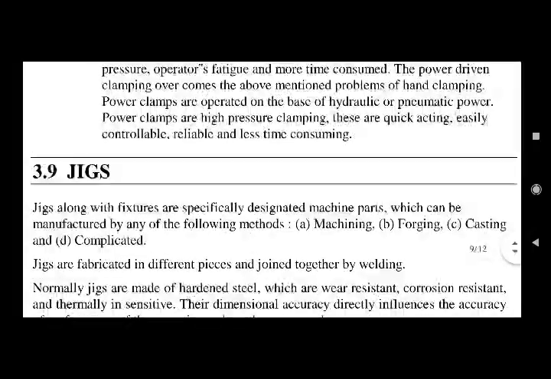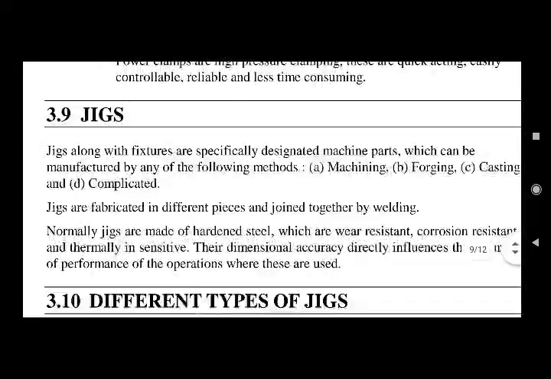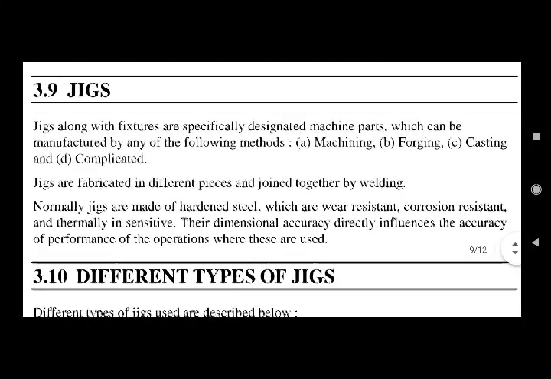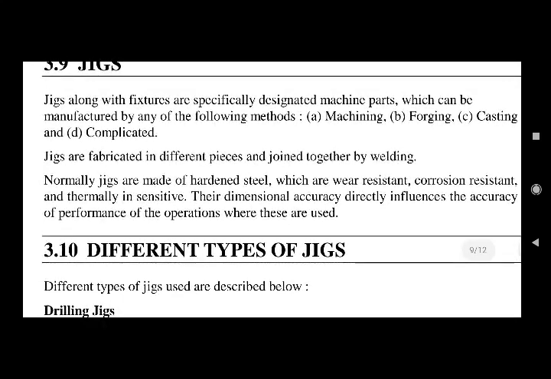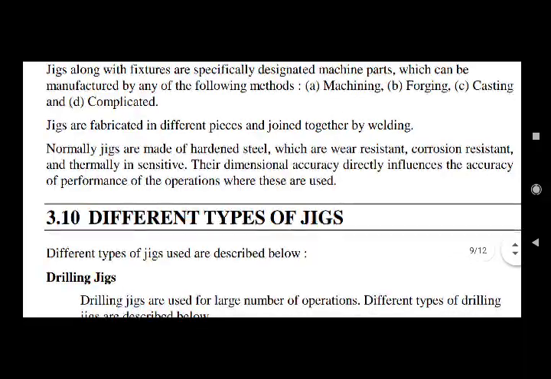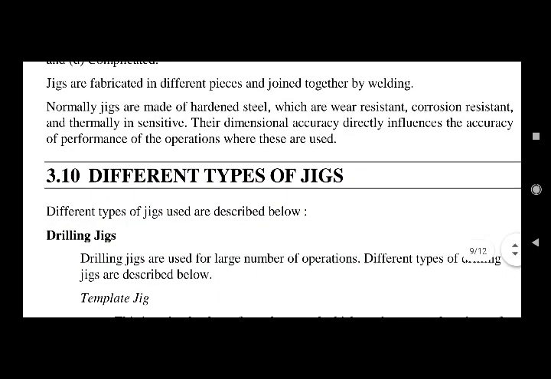Now, jigs along with fixtures are specially designed machine parts which can be manufactured by the following methods. How jigs are manufactured, let's understand. By machining, by forging, by casting, and by a complicated method. Now these jigs are fabricated in different pieces and joined together using a welding method. Normally, jigs are made of hardened steel which are wear resistant, corrosion resistant, and thermally insensitive. Their dimensional accuracy directly influences the accuracy of performance of the operations where these are used.